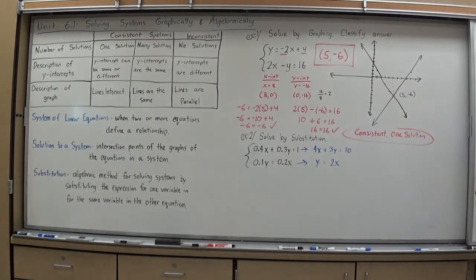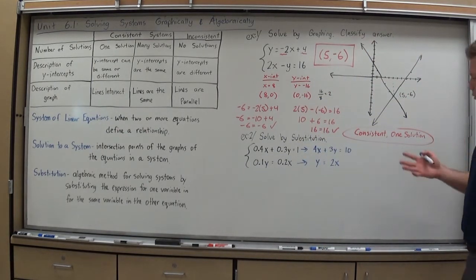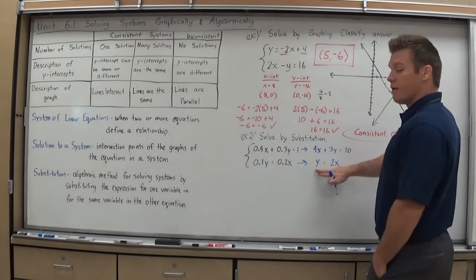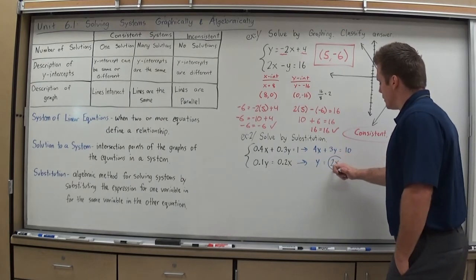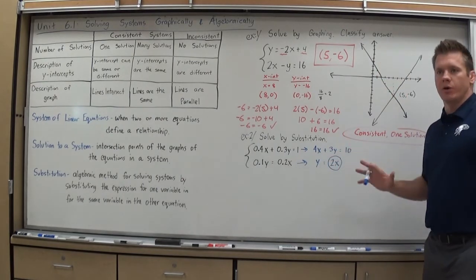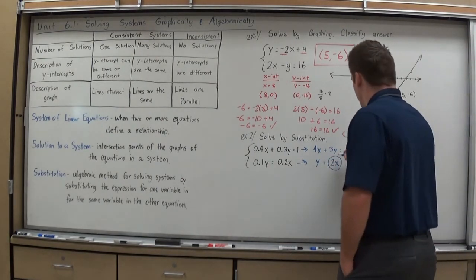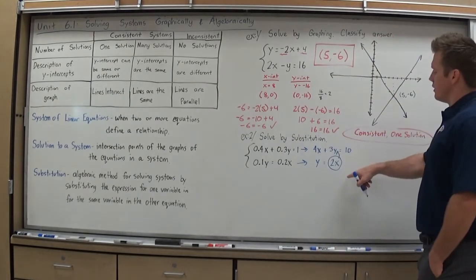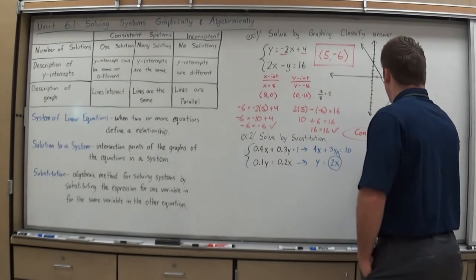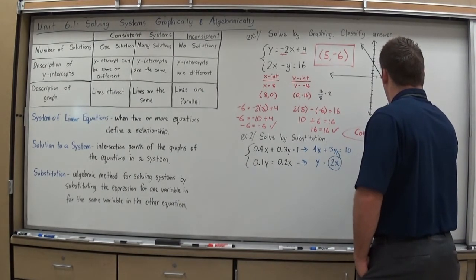And just like that, the decimals are gone, I'm working with more reasonable numbers, and my variable y is now isolated. So y is equal to 2x, which means anywhere in this system, y should always be equal to 2x. So that means I can take what that y is and substitute it into the other equation and rewrite it. So that's what I'll do now.